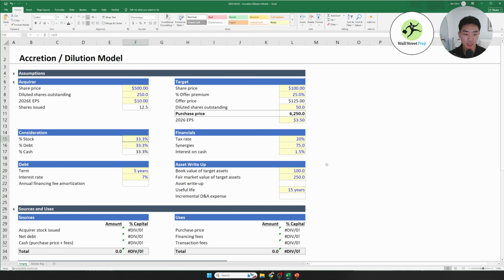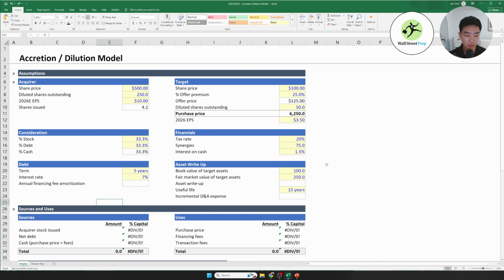But of course, we have not 100% in stock that we're paying, right? So we have to actually multiply this by 33.3% here. So we're issuing 4.2 million shares. But of course, if we made this 100%, made this 0%, then it's the 12.5 million. But since we are only issuing a third of the purchase price in stock, we're issuing 4.2 million shares.